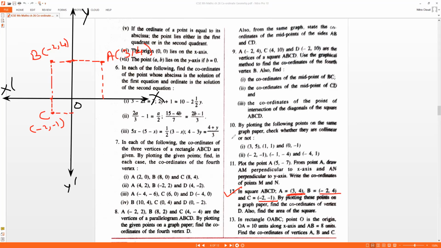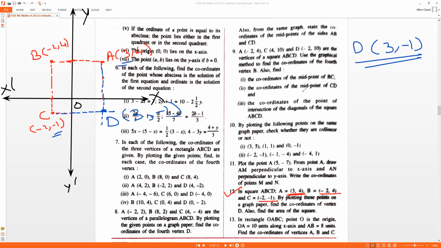All right, where will D lie? Can you tell me? Below A. Yes, it will lie if you extend the vertical line through A and extend the horizontal line through C, where these two lines intersect. Wherever these two lines intersect, that is point D, the required point. So I told you A and D lie on the same vertical line, so their x coordinate is going to be the same. C and D lie on the same horizontal line, so their y coordinate is going to be the same. So D is going to be 3 comma minus 1. Okay, done. Also find the area of the square.